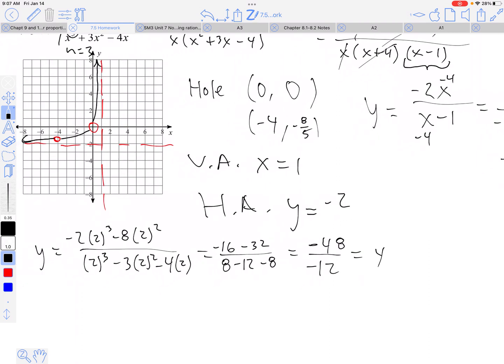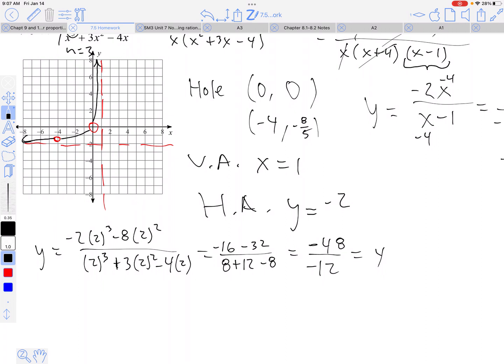Whoa. I made a mistake somewhere, right? Yeah, I made a mistake somewhere, because I did this one earlier and it's supposed to be negative. Let's see where I missed a negative. Oh, I wrote it down wrong. Sorry, guys. That's the issue. That's supposed to be positive there.